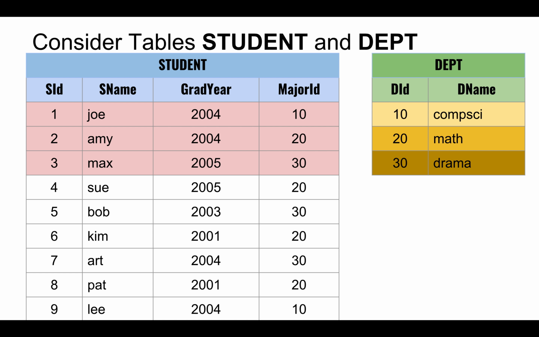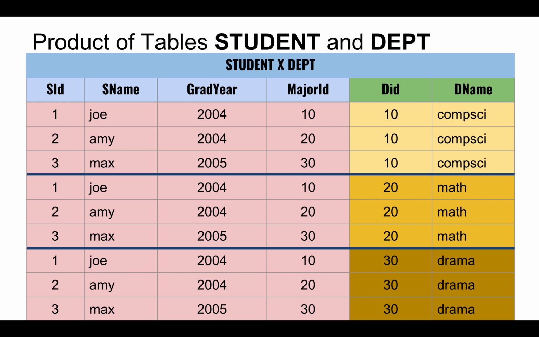Then combined with that, here's a graphical representation, where we have just a long list of students. Let's consider only the first 3 students here. Combine them, doing the cross product multiplication with the departments over here on the right-hand side: computer science, math, and drama. If we do the cross product, we end up with something like this, right? We have Joe, Amy, and Max repeated multiple times, combined with all the departments, right?